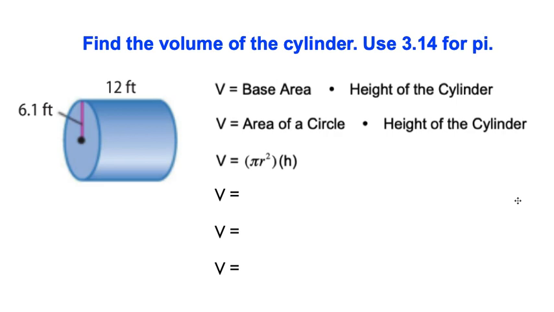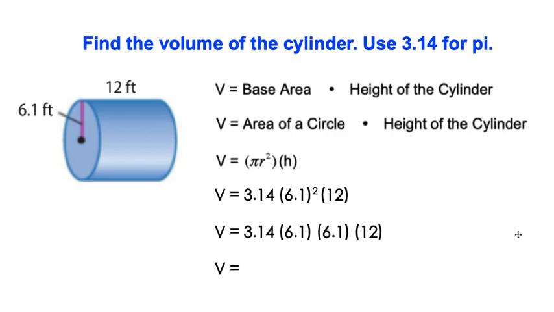Replace those values into the formula, as well as 3.14 for pi. Now 6.1 squared just simply means 6.1 times 6.1. So grab that calculator, multiply those values together, and we should get 1,402.0728 feet cubed. Don't forget to label.